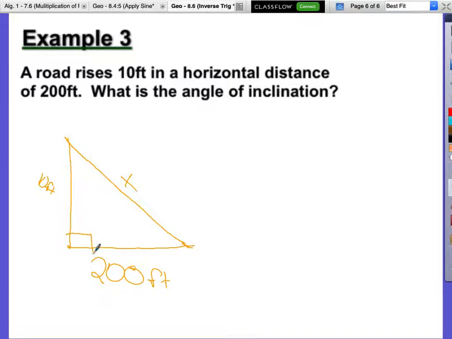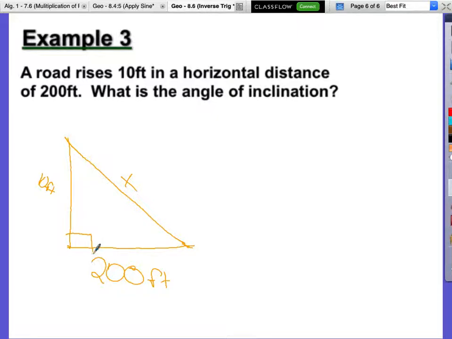So we go off the labels, right? Okay. So that's how this works. If it rises 10 foot in a horizontal distance, it doesn't mean 10 foot in a horizontal distance. Over the course of 200 feet, the road goes up a total of 10 feet, but it goes up that slowly, gradually, at a slope of 1/20, 0.05.